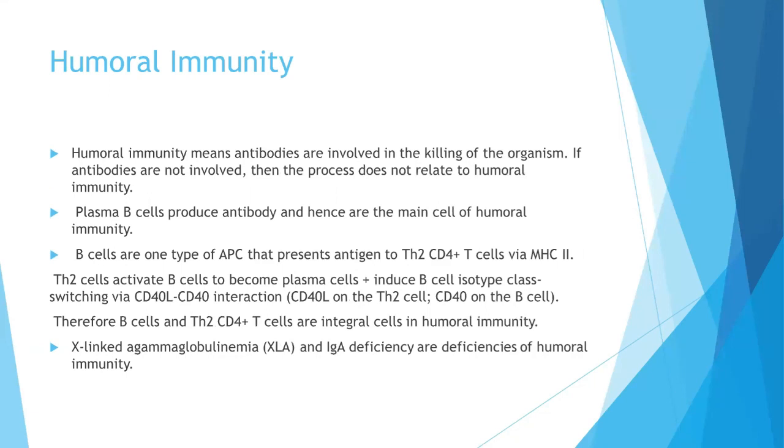Humoral immunity means antibodies are involved in the killing of the organism. If antibodies are not involved, then the process does not relate to humoral immunity. Plasma B cells produce antibody and hence are the main cell of humoral immunity. The B cells are one type of APC that present antigen to TH2 CD4 positive T cells by MHC2. So the TH2 cells activate the B cells to become plasma cells, plus they induce the B cell isotype class switching. One thing you need to know is that X-linked agammaglobulinemia and IgA deficiency are deficiencies of humoral immunity, very frequently tested in the examination.